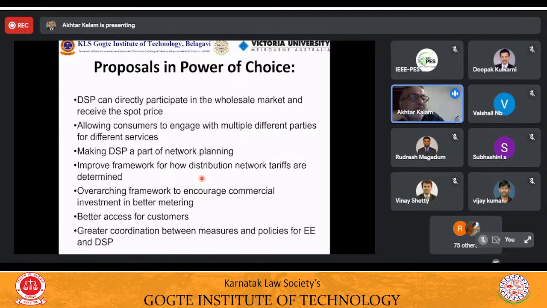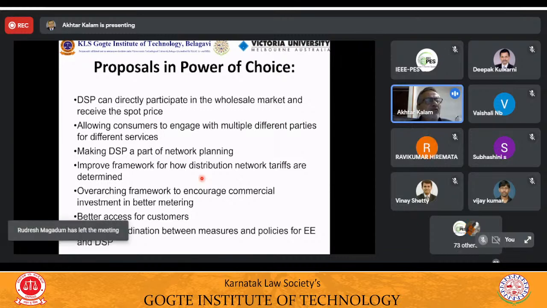But this is a very interesting one. We have got smart meters in our home. Everyone has got smart meters in Australia. But I think our smart meters have got all the capabilities, but the location in our homes is such that it makes it a dumb meter. So it's not a smart meter, it's a dumb meter. So it must be an investment we are doing. We all paid $500 for a smart meter, and we find that we do not have the choice of changing from one distribution company to another, because it is located in such a place that we cannot go, or it's difficult. So we want to make sure that there is better metering access for customers, and greater coordination between measures and policy for energy efficiency and the DSP.